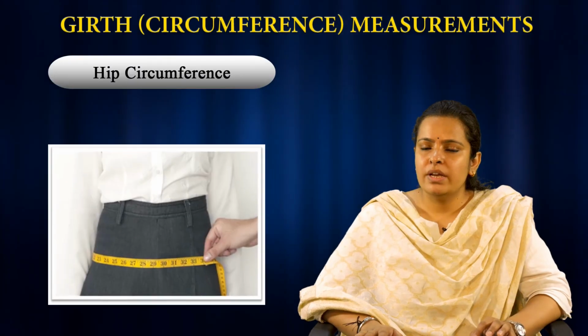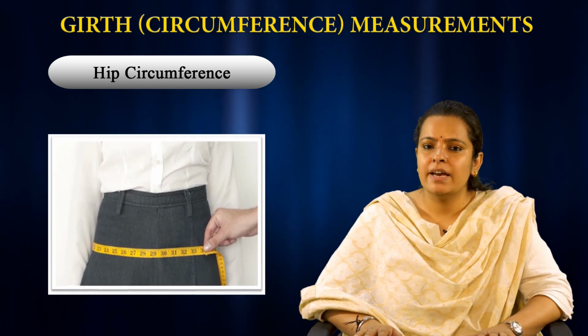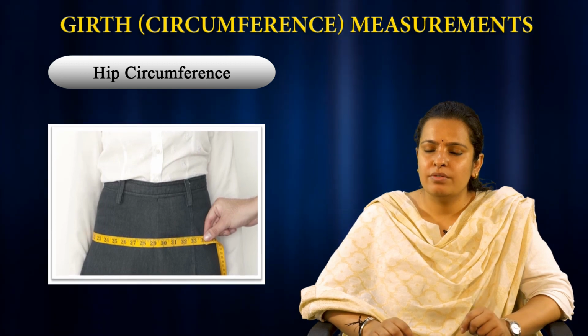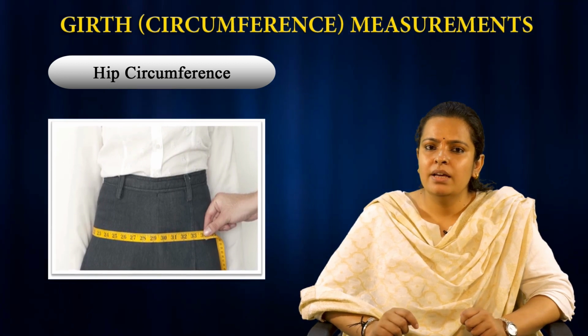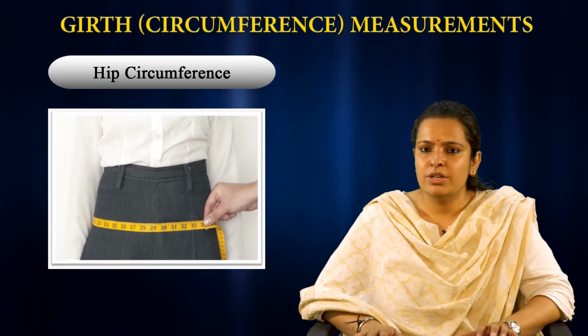The next circumference or girth measurement we take for the garment is the hip circumference. For that also we take the measuring tape from the back side, keeping one end in the front of the hip, and then we make a circle and note down the measurement.